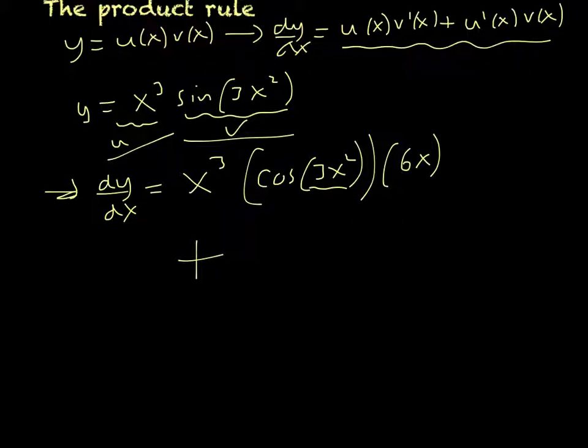For a product rule, I have one term plus another term, or it might be a minus if it turns out negative. But I should have two terms. You know you've gone wrong if you haven't got two terms. So this time, v stays the same, so sine 3x squared, and then I'm timesing it by the differential of x cubed, which is 3x squared. And we're done.